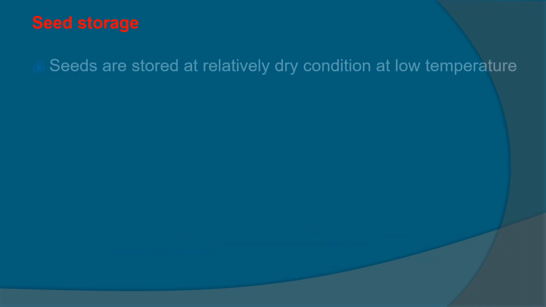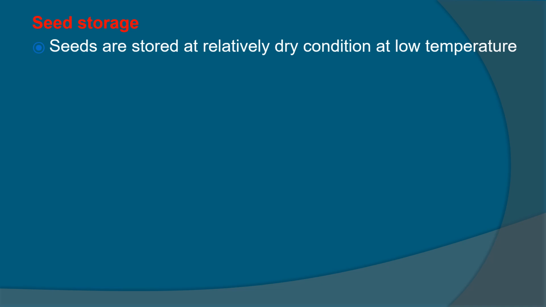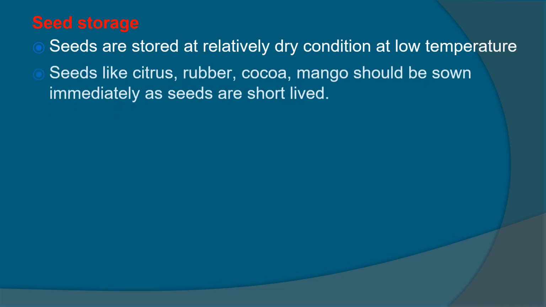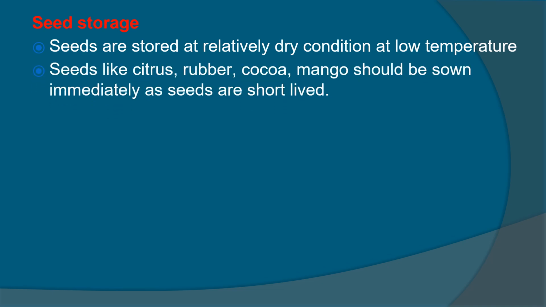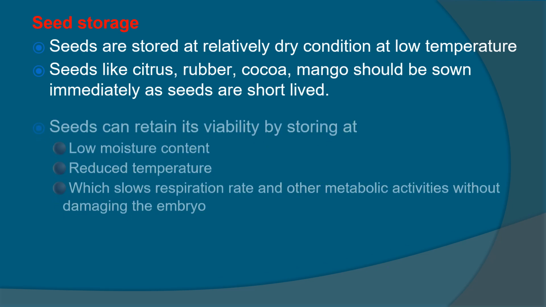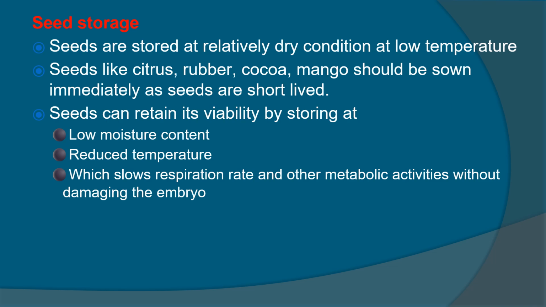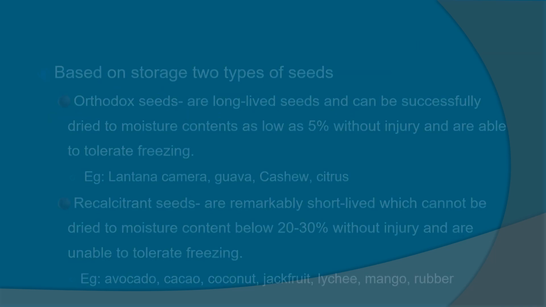Seed storage. Seeds are stored in relatively dry conditions at low temperature. Seeds like citrus, rubber, cocoa, mango should be sown immediately as the seeds are short-lived. Seeds can retain their viability by storing at low moisture content and reduced temperature, which slows respiration rate and other metabolic activities without damaging the embryo.